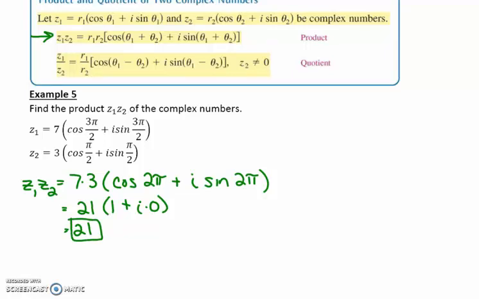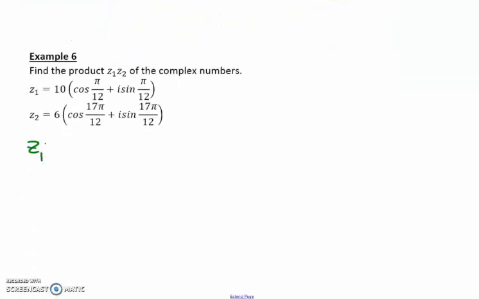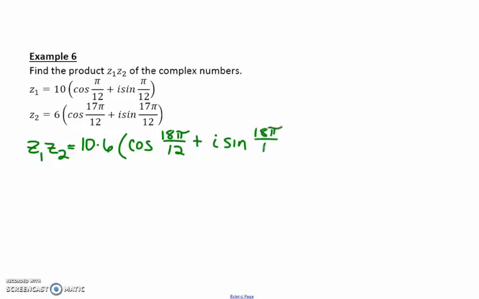Okay, for the next problem, we are going to find the product again. And so we're going to use that same formula. Again, you're multiplying your r's. So that's 10 times 6 times the cosine of the sum of the two. So that would be 18 pi over 12, which we'll simplify in a minute, plus i sine of 18 pi over 12. Okay, and so we know that's 60. And then the cosine of 18 pi over 12, you can divide both of those by 6. So that ends up giving you 3 pi over 2.